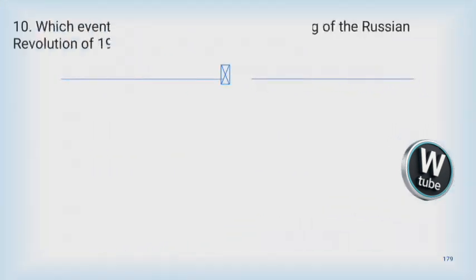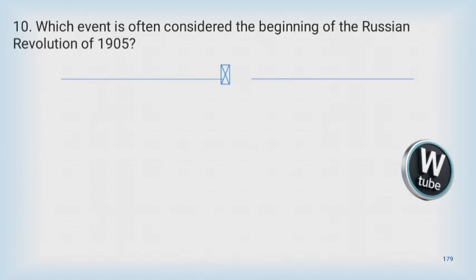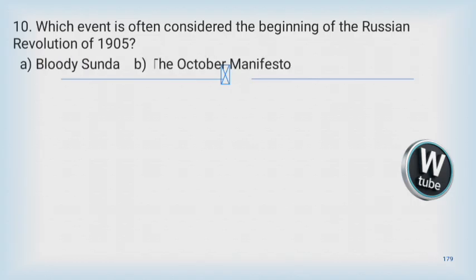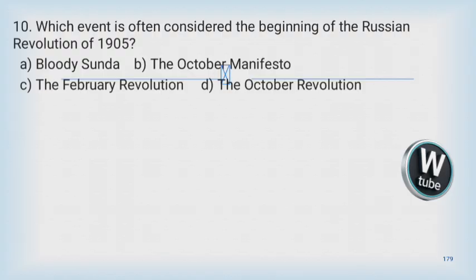Question number 10. Which event is often considered the beginning of the Russian Revolution of 1905? A. Bloody Sunday. B. The October Manifesto. C. The February Revolution. D. The October Revolution. Bloody Sunday is often considered the beginning of Russia's revolution of 1905.